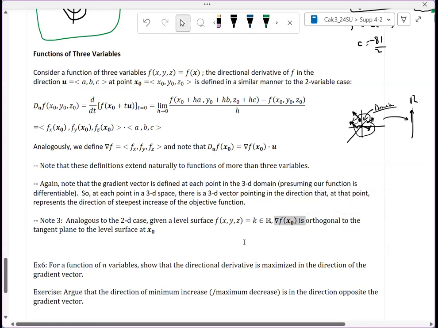For these surfaces, grad f is orthogonal to the tangent plane to the level surface. In the 2D case, we said grad f was orthogonal to the tangent line to that level curve. Now we have tangent planes to level surfaces, and grad f is orthogonal to that. There's a tangent plane to the level surface, and grad f is normal to it.